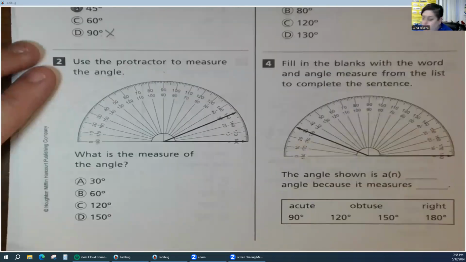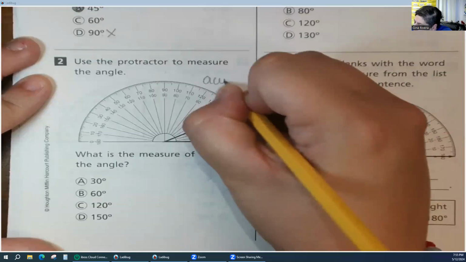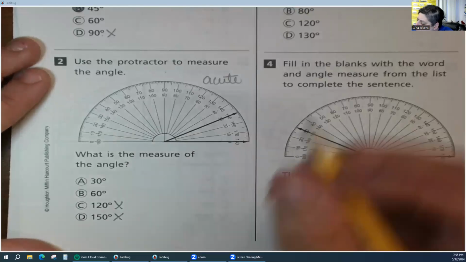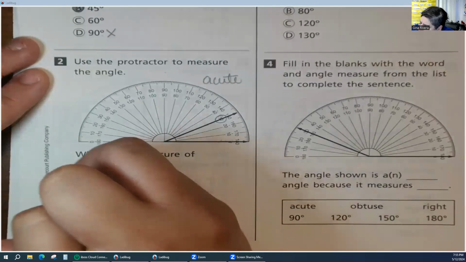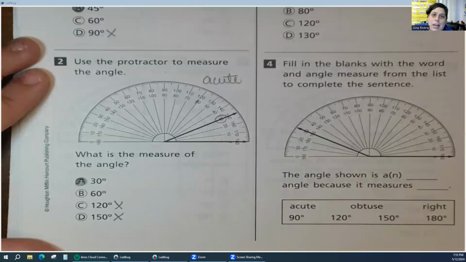All right, number 2. Once again, they gave me a small angle, so I know this is probably acute, which means 120, 160 are going to be way too big. But if I look at where this stops, at that 30 right there. So I can pick 30. It's not 60 because look at 60 over here. It's not going to be that.